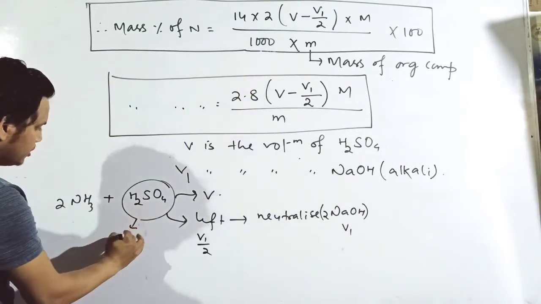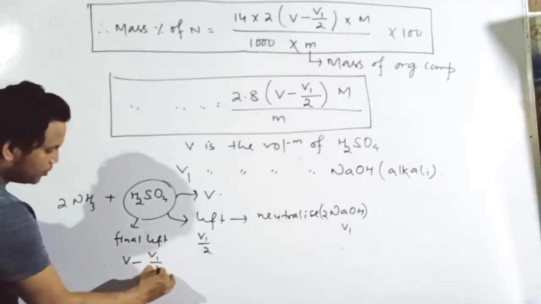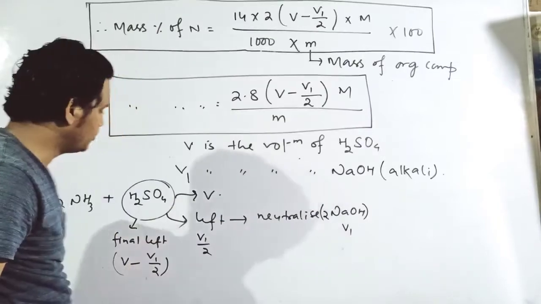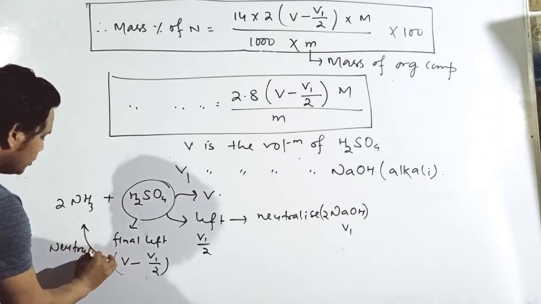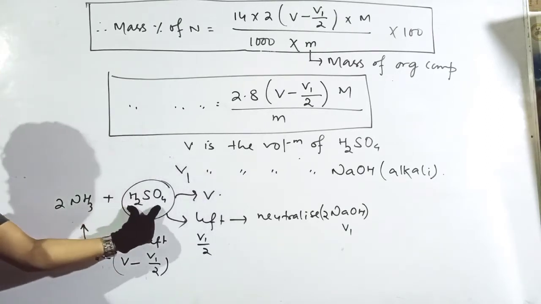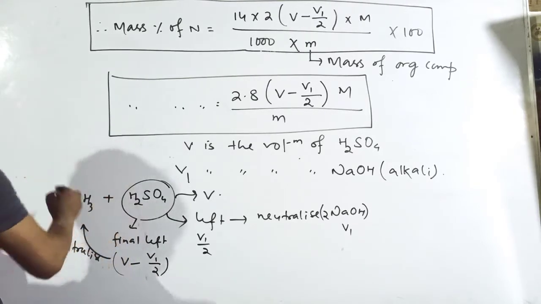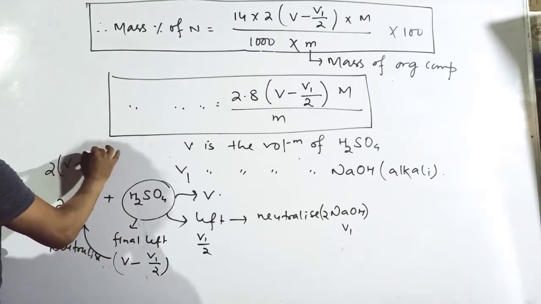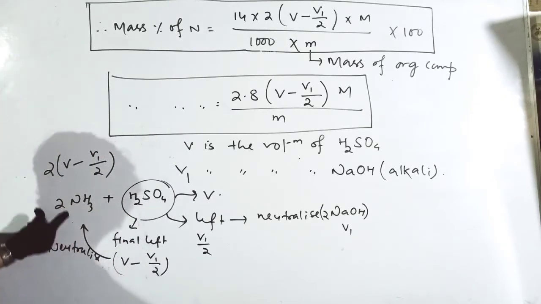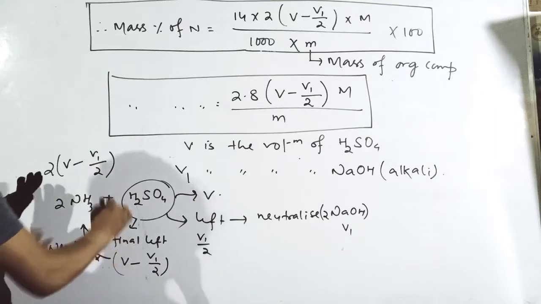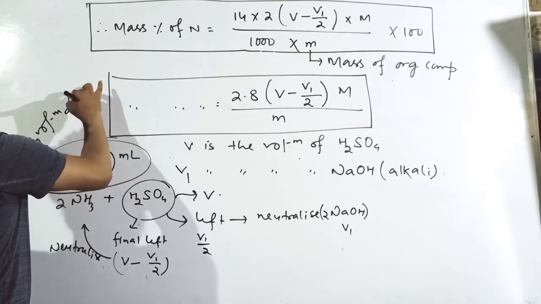What is left finally? It was V, and V1 by 2 is used for neutralizing NaOH. So the finally left part is used to neutralize ammonia. Now see, 1 volume of acid requires 2 volumes of ammonia. So this volume requires 2 times as much ammonia. So we got the volume of ammonia as this.